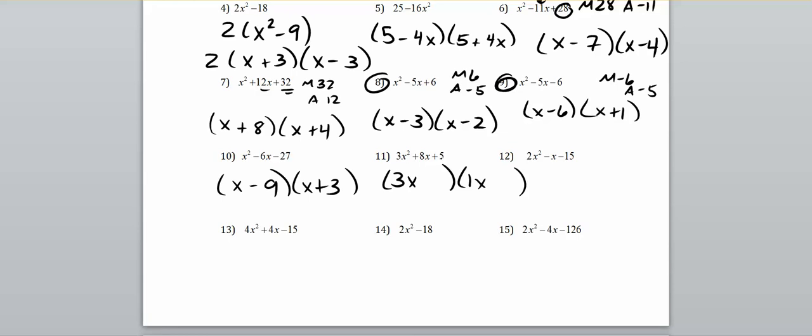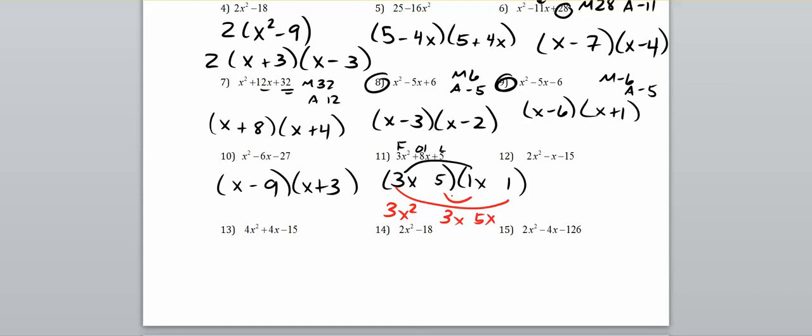For 5, since those are my first terms, this is for my first term, these are for my outers and inners, and this is for my last. The only way to get my last term is 5 times 1. So I'm going to go ahead and put a 5 here and put a 1 here. And I'm going to multiply it out and see what I get. 3 times 1 is 3x squared. I would get 3x here, and I would get 5x.